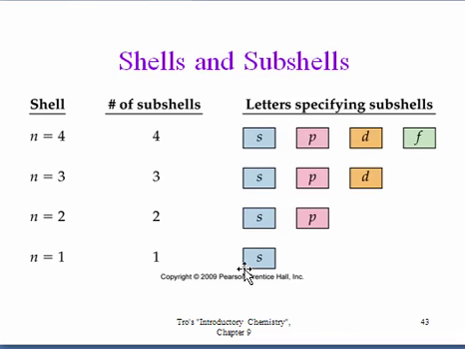Our first energy level only has the S subshell. Our second energy level has S and P subshells. Our third energy level has S, P, and D subshells, and our fourth energy level has S, P, D, and F subshells. And within each subshell are a certain number of orbitals. S always has 1 orbital. P always has 3, D always has 5, and F always has 7.